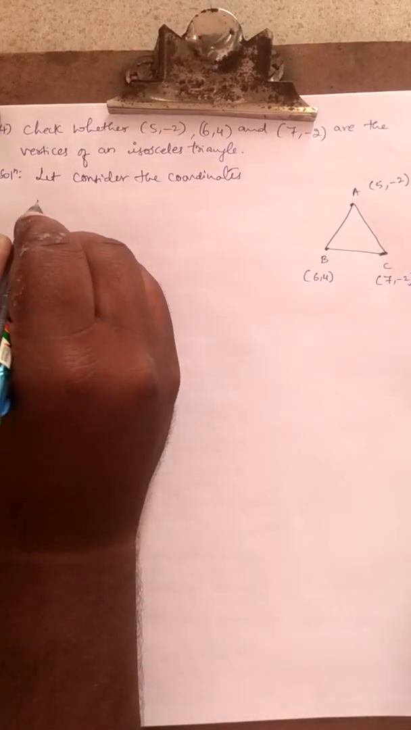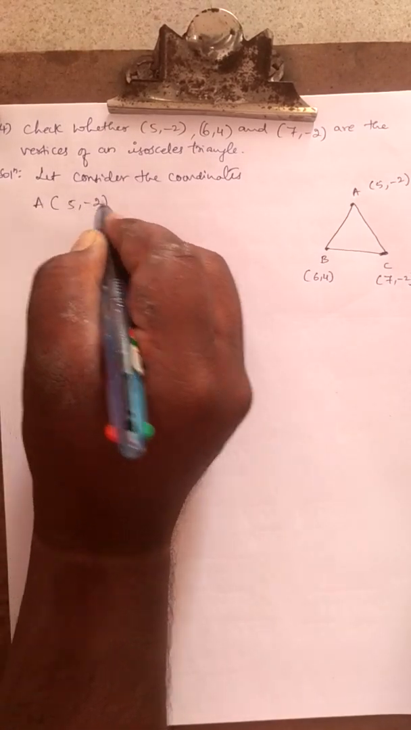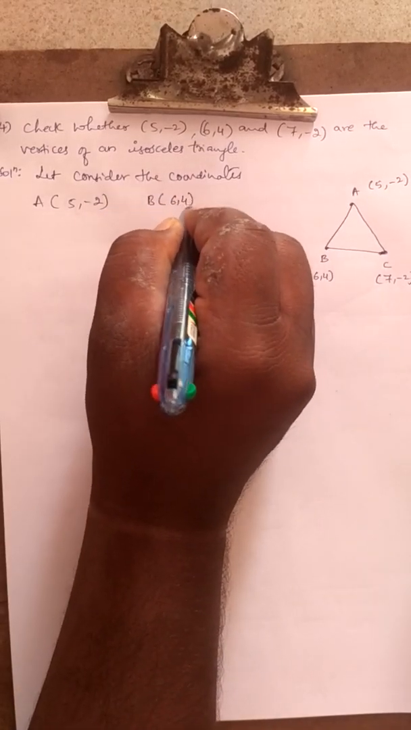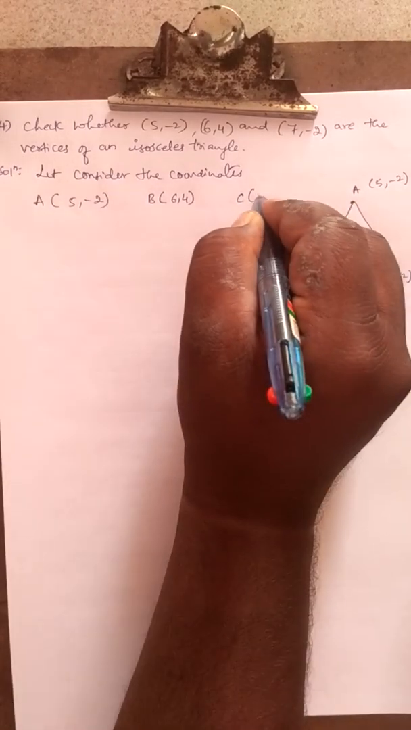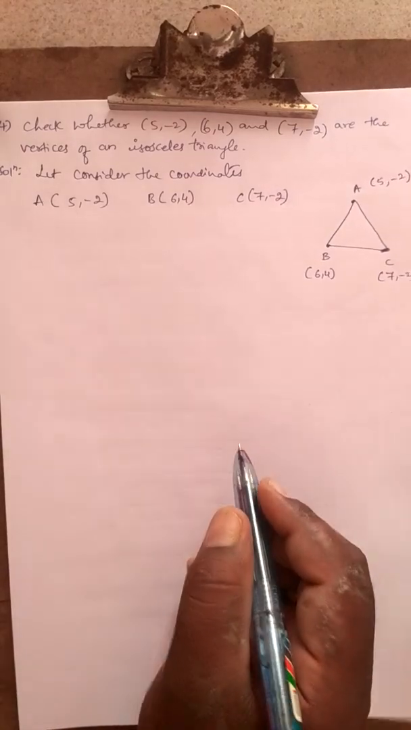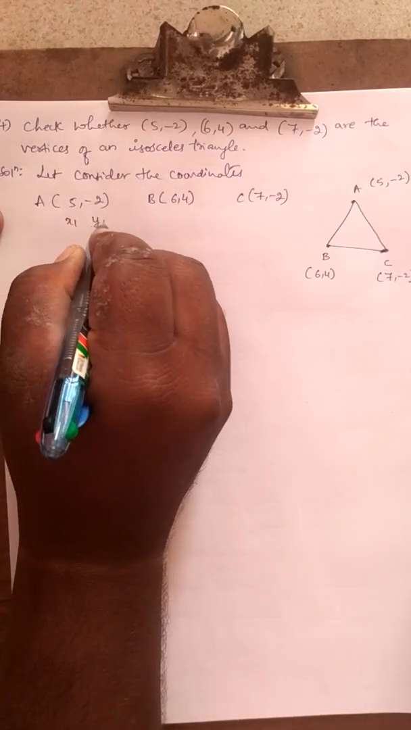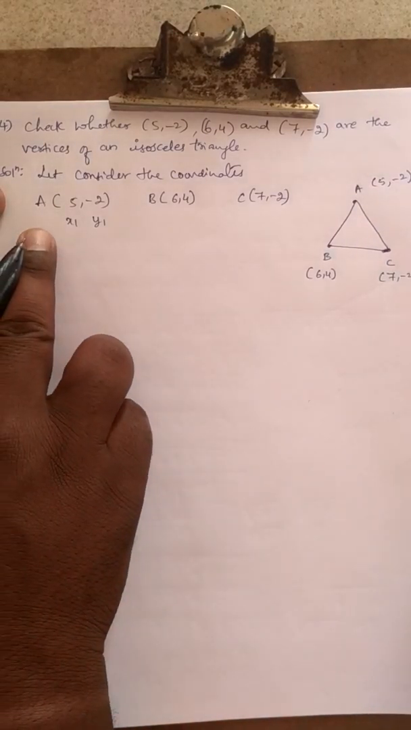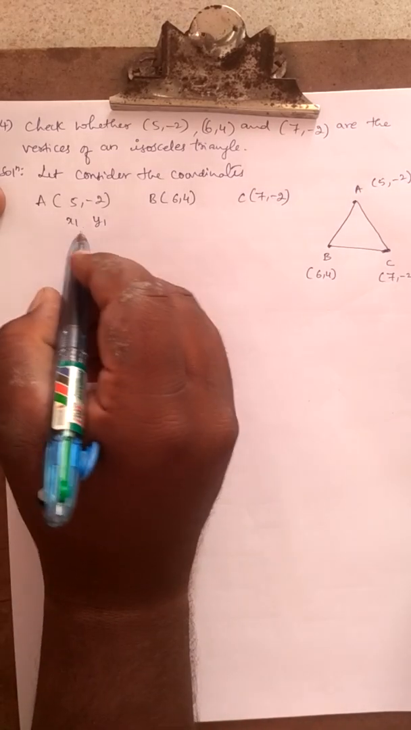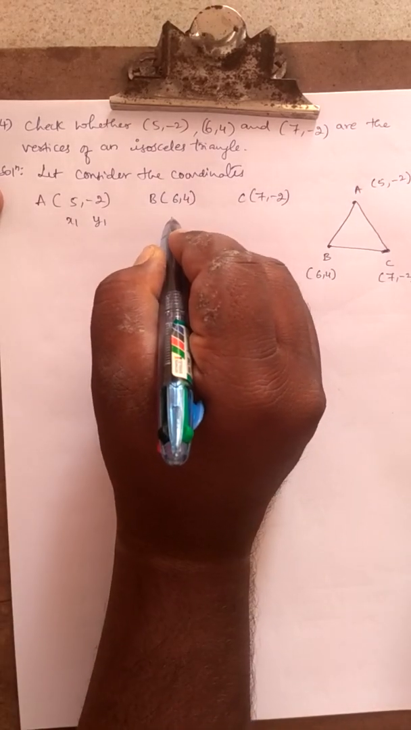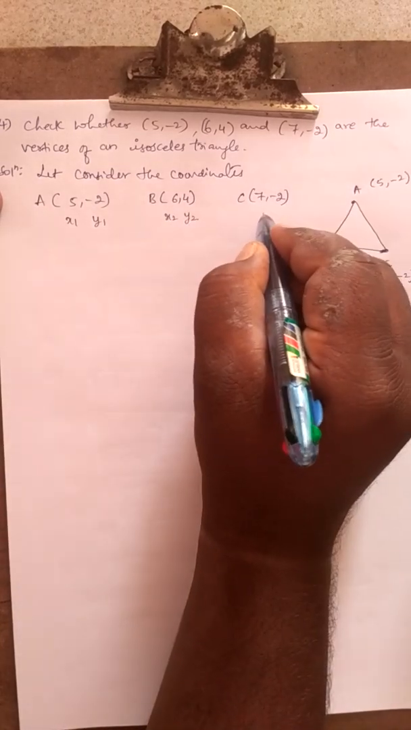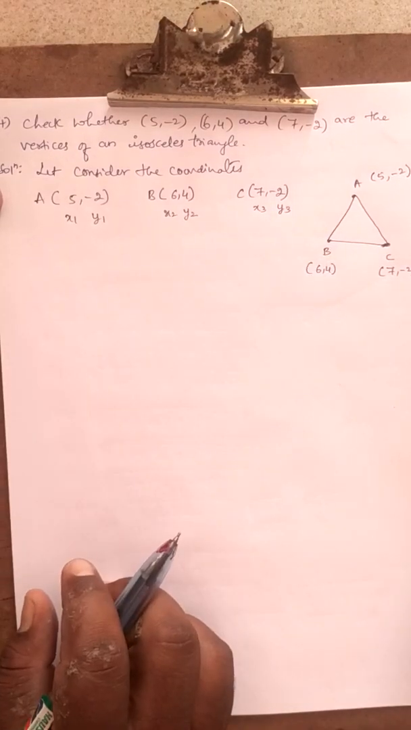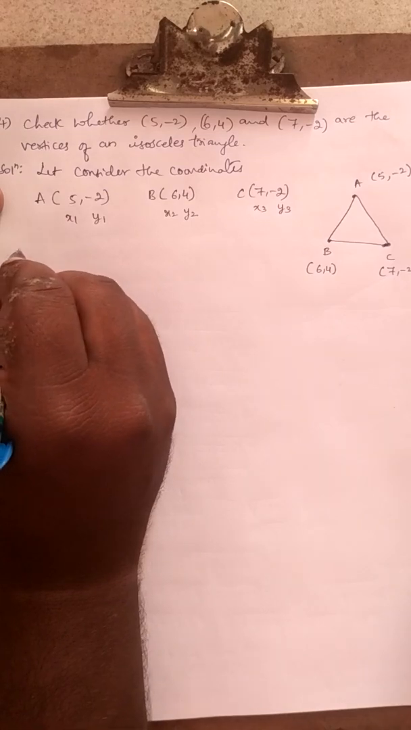Let's consider the coordinates A of 5 comma minus 2, B of 6 comma 4, and C of 7 comma minus 2. So here coordinate A I am going to call x1 y1. We solved the distances of the coordinates in the last problem. In the same way we have to find the distance of AB, BC and CA. So this one I name x1 y1, this one x2 y2, and these coordinates x3 y3.